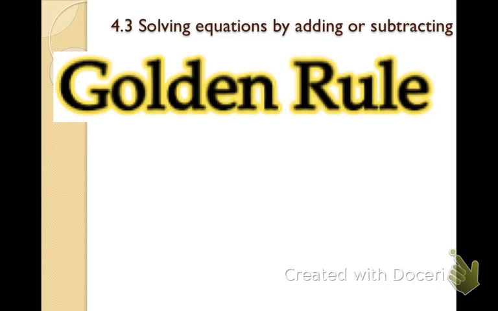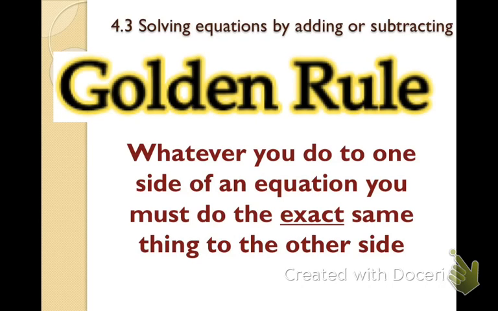Okay? The next definition, the golden rule of algebra. Okay, you've probably heard this before. The golden rule: whatever you do to one side of an equation, you must do the exact same thing to the other side. Take a second, make sure you have the golden rule down.